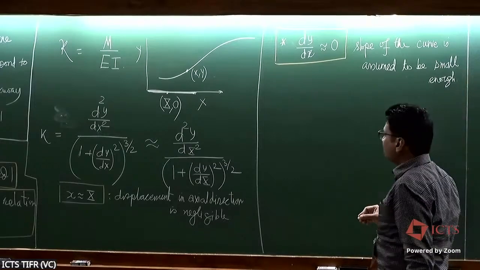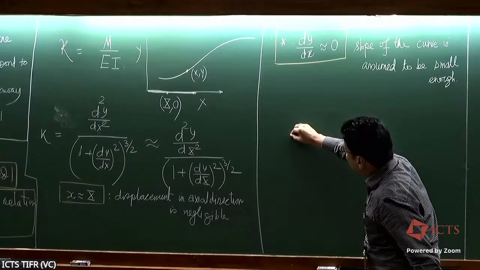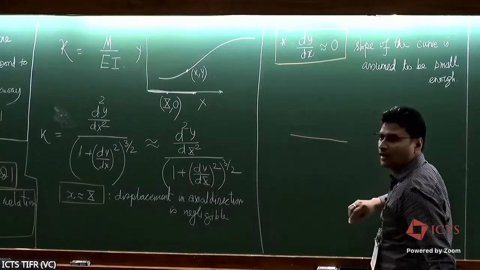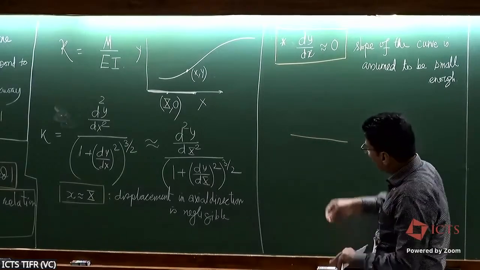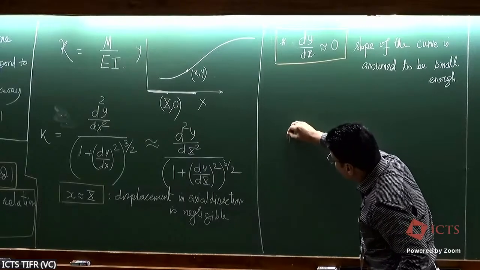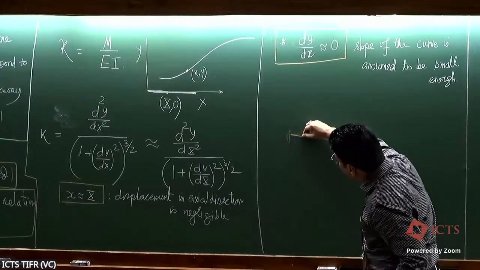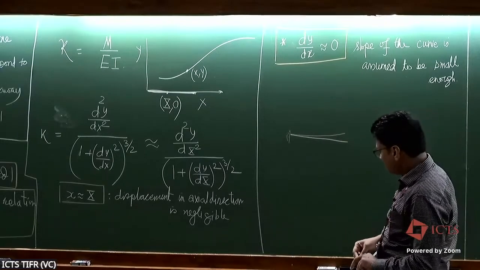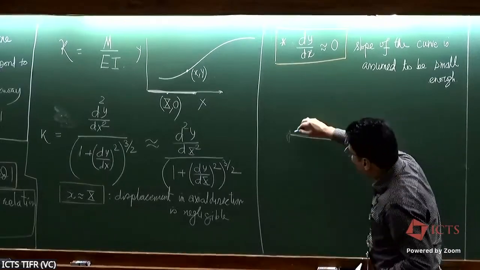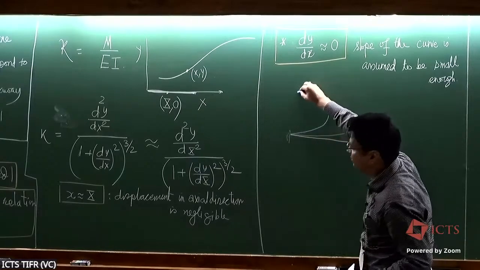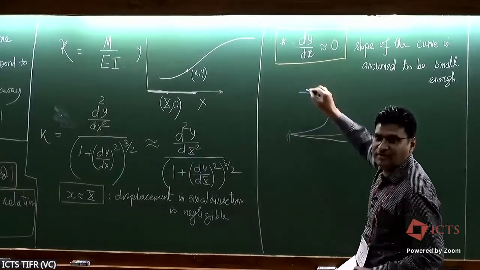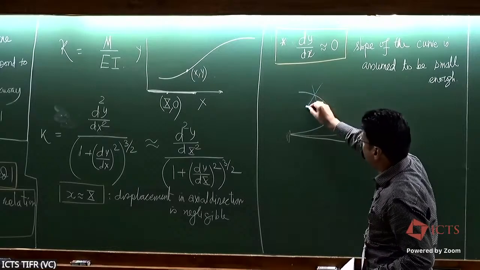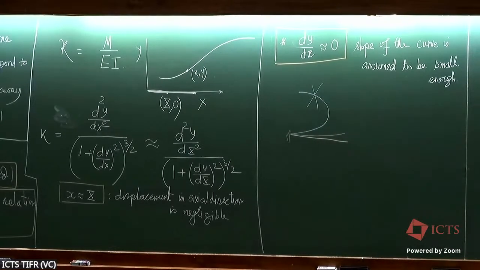What this means is that when your beam is like this, it can maybe become like this, but it can't become like this, okay? That is not allowed here in the conventional Euler-Bernoulli beam theory.